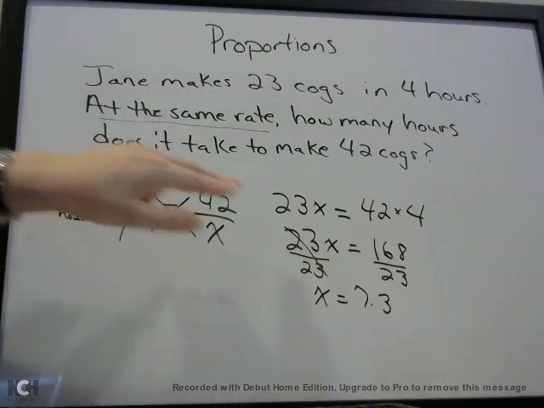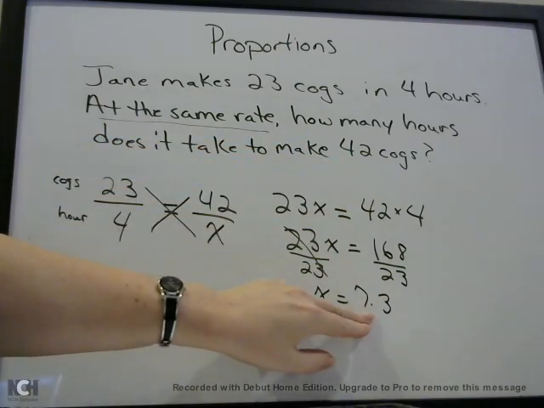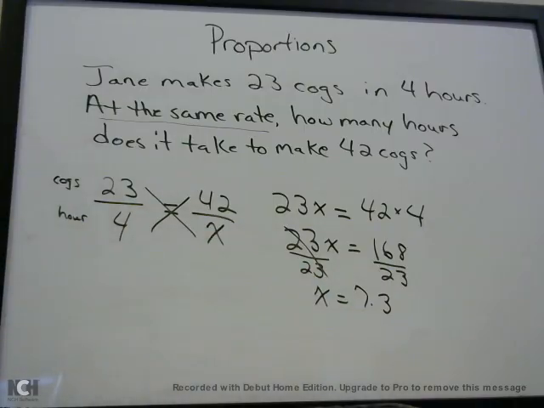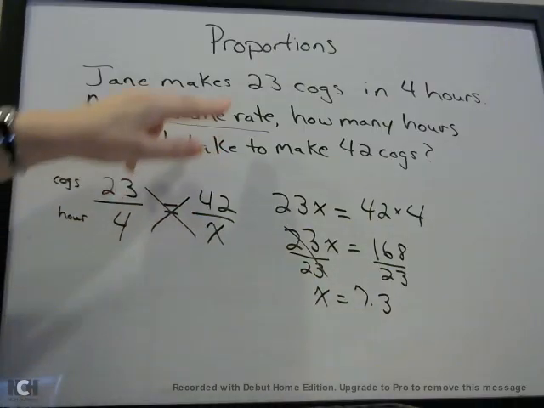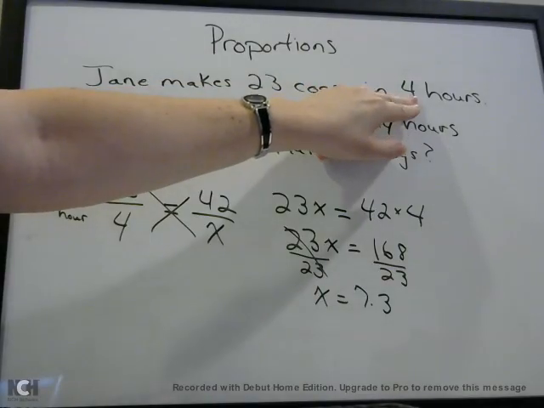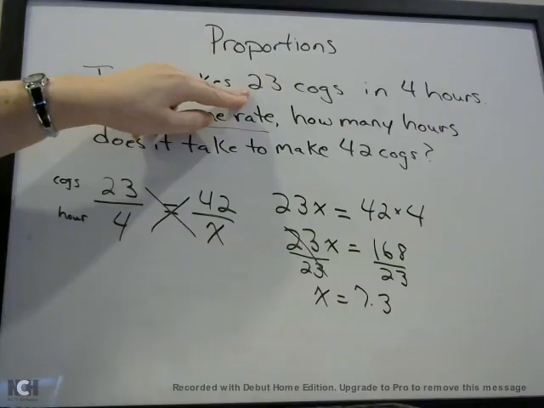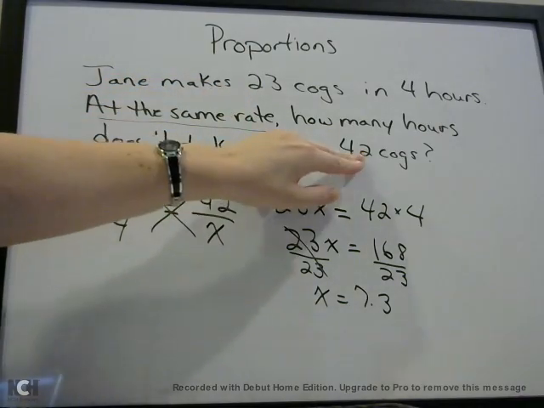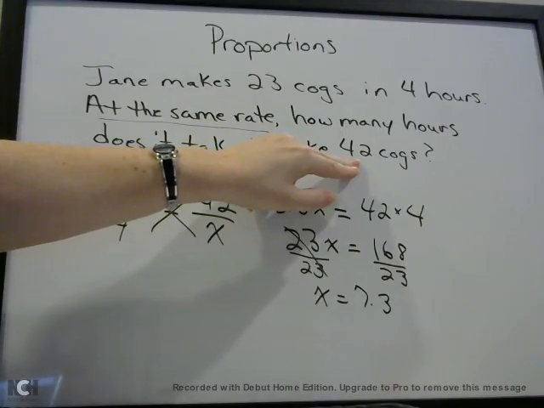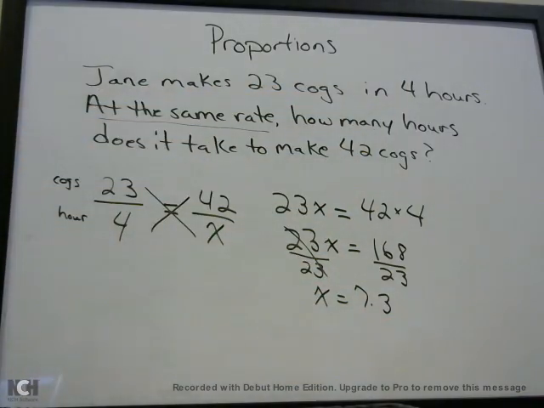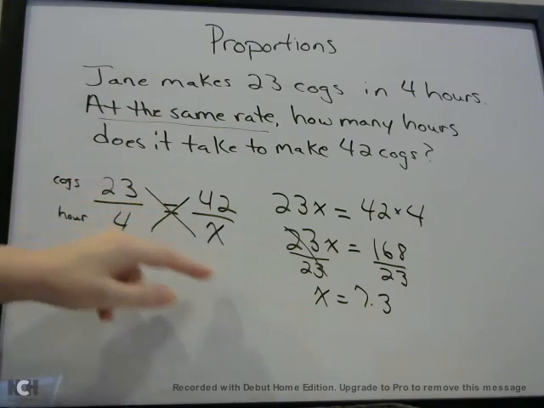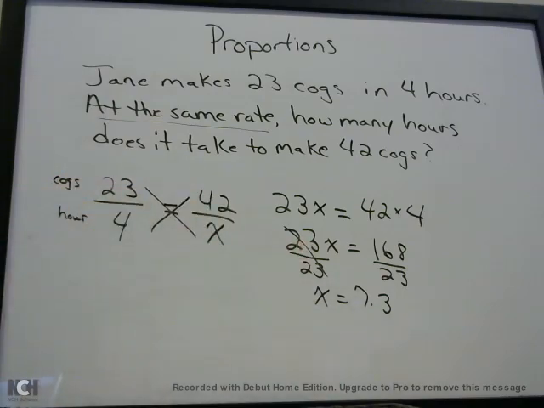So, how many hours does it take to make 42 cogs? 7.3 hours. Does that make sense? Well, if we went for 8 hours, we would have double the number of cogs. So that would be 2 times 23 is 46. Well, we're not quite making 46, we're making 42, so it should be less than 8. So 7.3. So our answer does make sense. But again, proportions, make sure you set the problem up correctly, do cross multiplication, solve for x, and you'll get your answer.